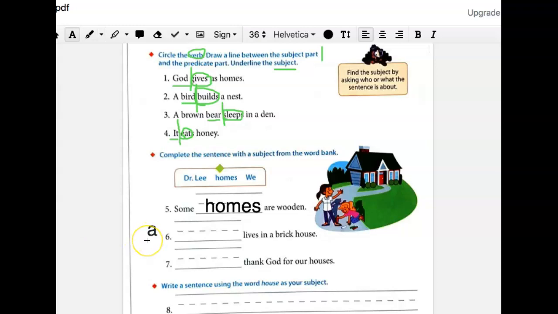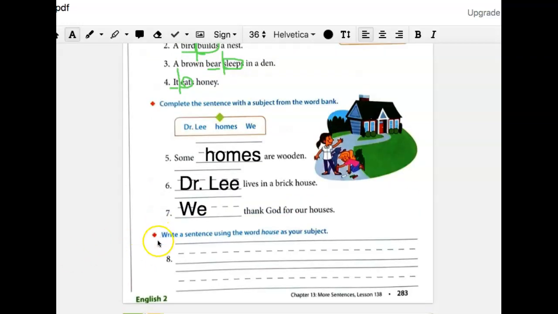Number 6, blank lives in a brick house. The verb here has an S at the end. That means one subject is doing the action. So that means our answer is Dr. Lee. Dr. Lee lives in a brick house. That makes sense. Then number 7 must be we. We thank God for our houses. And that also makes sense. The word we matches with the word our.